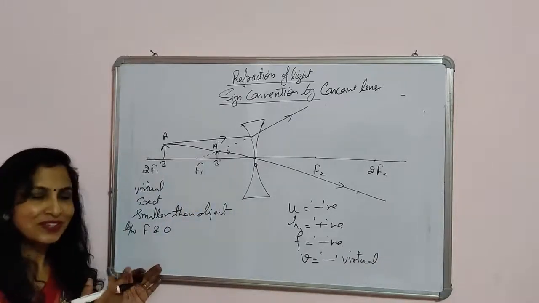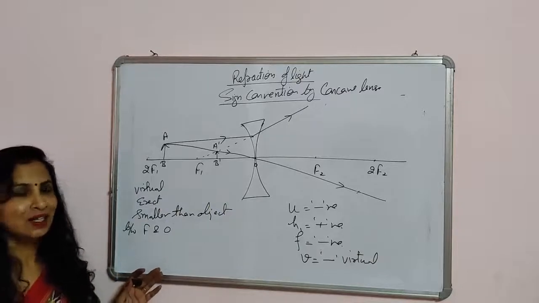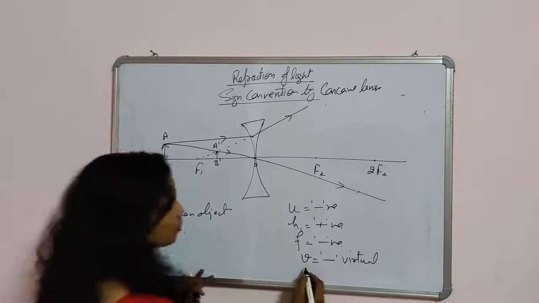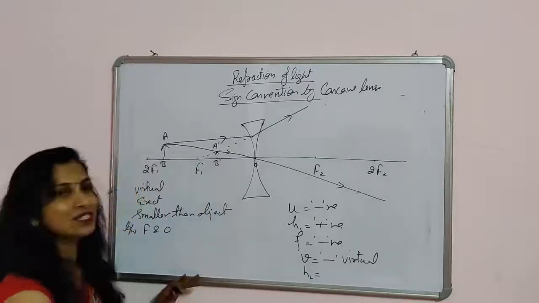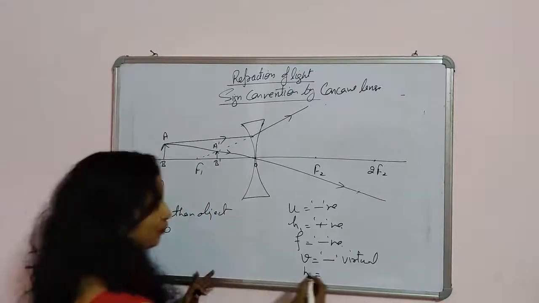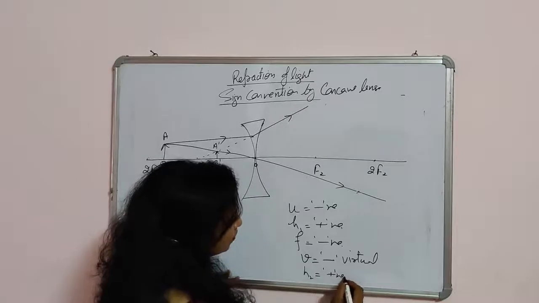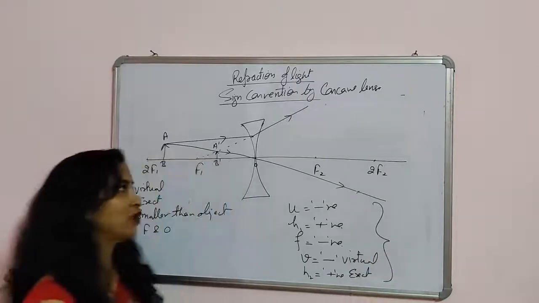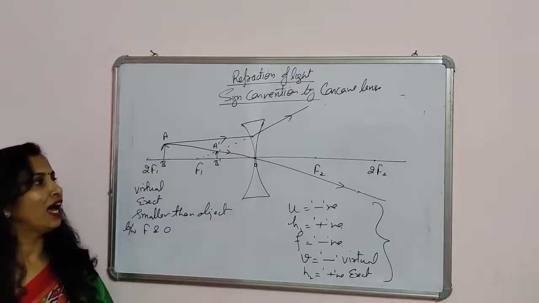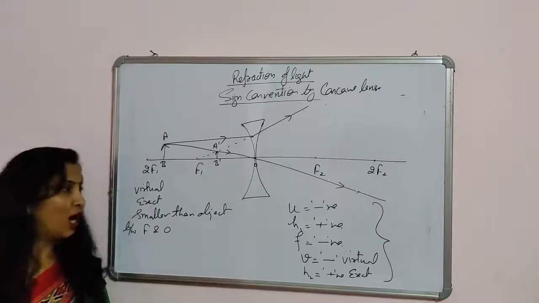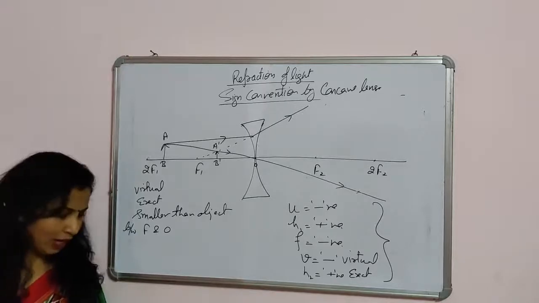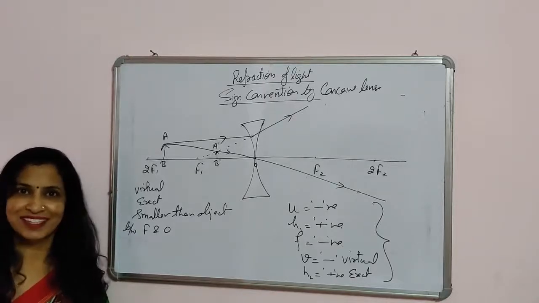So it's really easy. There are no other cases for these lenses. It's always a virtual and erect image. And what about the h2? h2 is always positive since the image is erect. Positive, erect. So these are the sign conventions for the concave lens, which is really easy. And in the next video, I'll explain how we can do numericals based on the concave lens and some uses. And then the chapter will be finished.